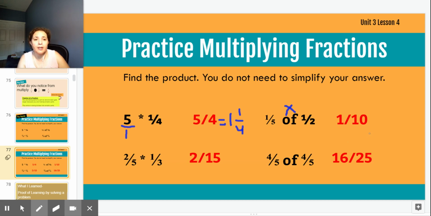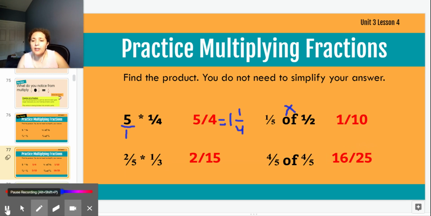I can't simplify anymore. 4/5 times 4/5. 4 times 4 is 16. 5 times 5 is 25. 16 over 25. Can I divide 16 by 2? Yes. Can I divide 25 by 2? No. Can I divide 16 by 3? No. Can I divide 25 by 3? No. Can I divide 16 by 4? Yes. Can I divide 25 by 4? No. So I can't simplify it. Okay. So that's it. All right.